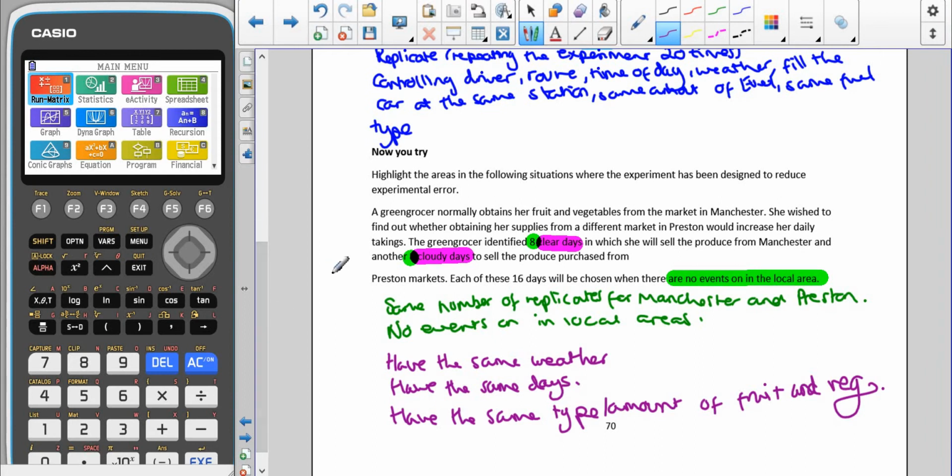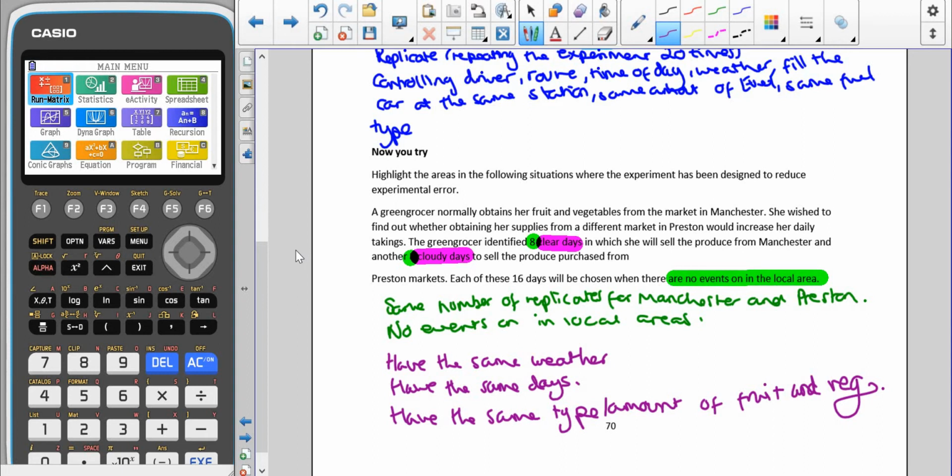So hopefully you paused the video and you gave the now you try question a go. So we've got a greengrocer who normally obtains her fruit and vegetables from a market in Manchester. She wishes to find out whether obtaining her supplies from a different market in Preston would increase her daily takings. The greengrocer identifies 8 clear days in which she sells the produce from Manchester and 8 cloudy days to sell the produce purchased from Preston market. Each of the 16 days is chosen when there are no events on in the local area.